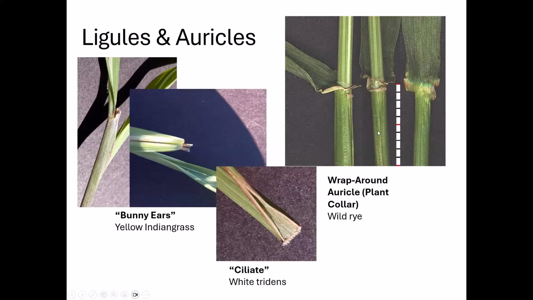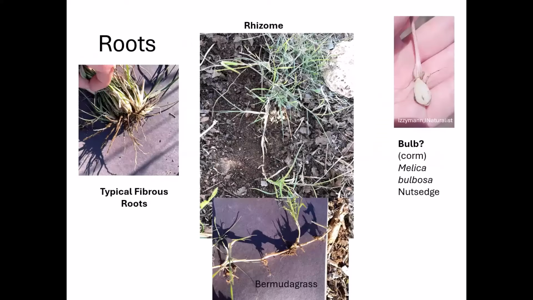The wraparound collar is kind of unusual. Typically our wild rice will have that. It'll just be wrapping around, trying to choke the plant. Roots are typically going to be fibrous for grasses. You may have rhizomes, technically a modified stem. If you have a bulb, you may want to check and make sure that's actually a grass. Only one grass I know actually has a bulb. It's Melica bulbosa, and that one doesn't grow here. Nut sedges do have corms, but they're technically not a grass.